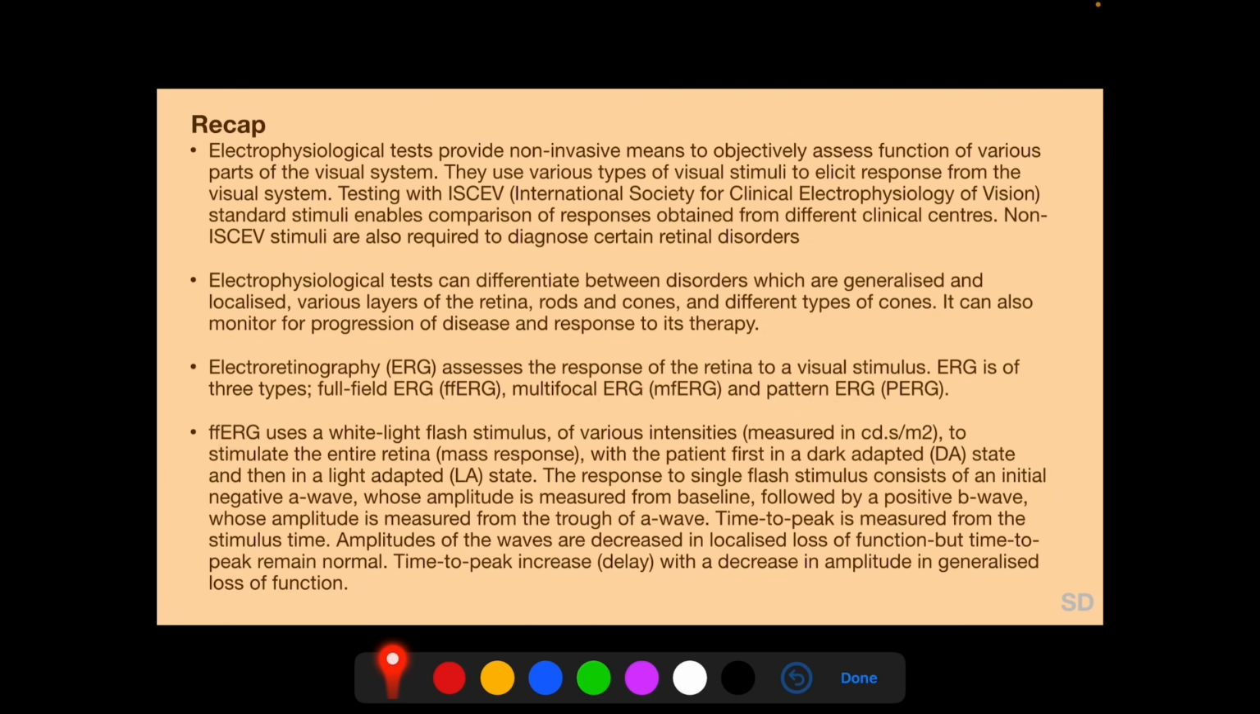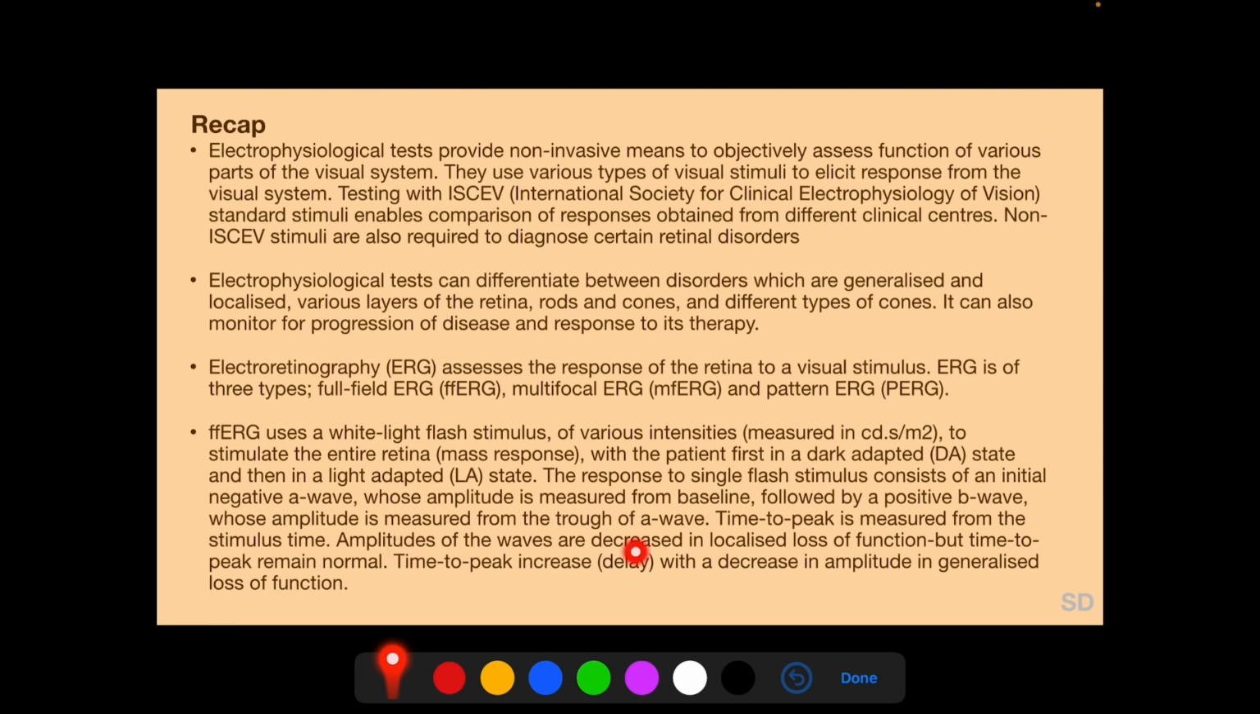Full field ERG uses a white light flash stimulus of various intensities to stimulate the entire retina, with the patient first in a dark adapted state and then in a light adapted state. The response to a single flash stimulus consists of an initial negative A wave whose amplitude is measured from the baseline, followed by a positive B wave whose amplitude is measured from the trough of the A wave. Time to peak is measured from the time of the stimulus.